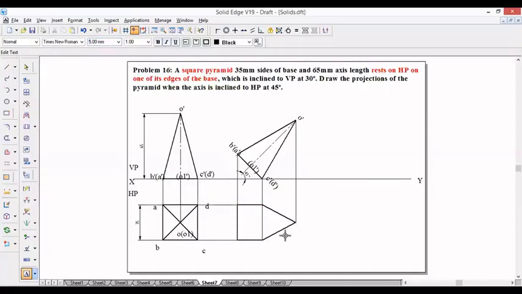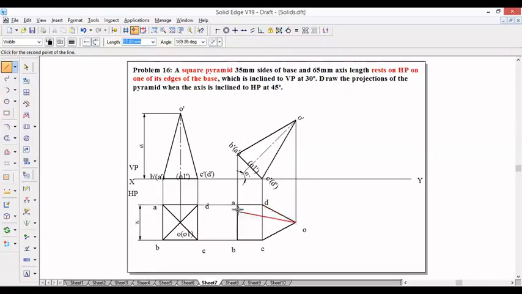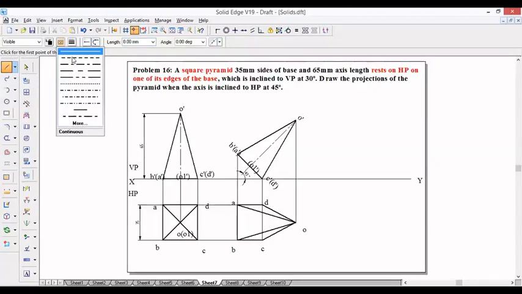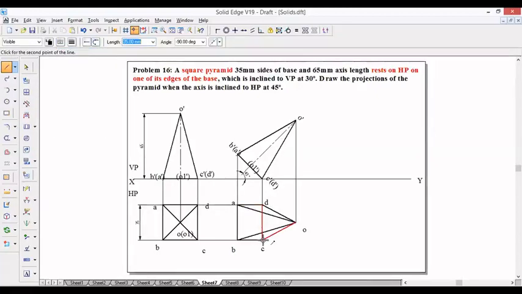Let us name them first. This is O, and this is going to be A, B, C, and D. So OA and OB will be visible from the top. So join this OA by a visible thick line. Then the resting edge is always going to be invisible. So it's resting on C and D, which are going to be invisible.